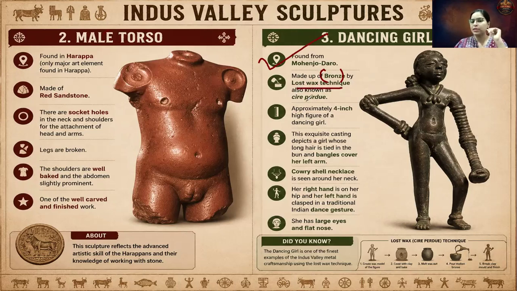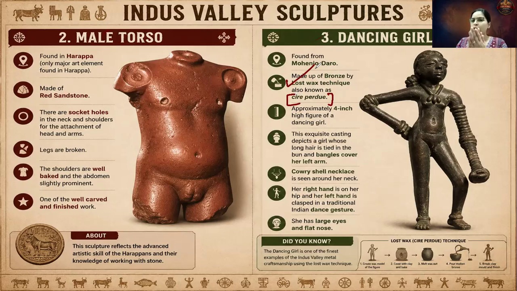Now, the technique used to make the dancing girl was the lost wax technique. This technique is also called Sire Perdue. Please remember this technique, Sire Perdue, or the lost wax technique. So what is being done in this technique? First of all, you have to take wax, and out of the wax you are making a model. You have shaped that wax into a dancing girl and made a model.